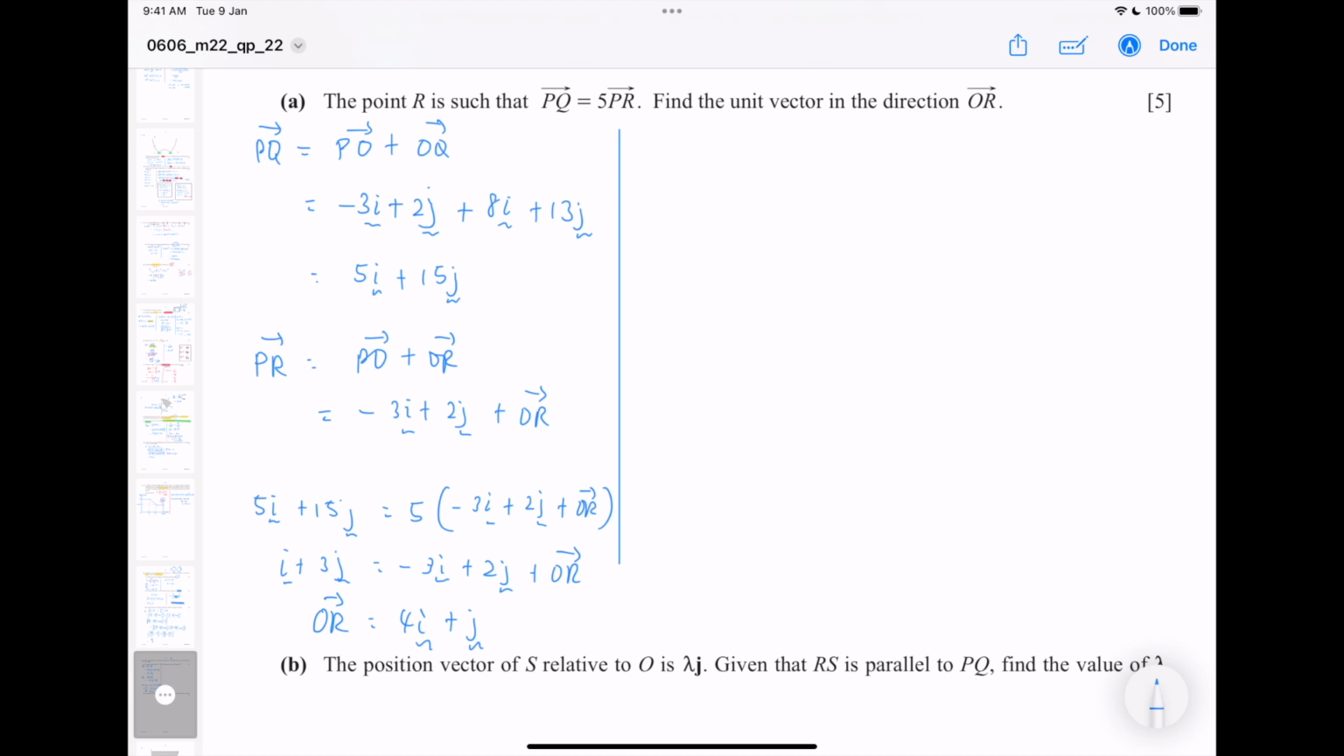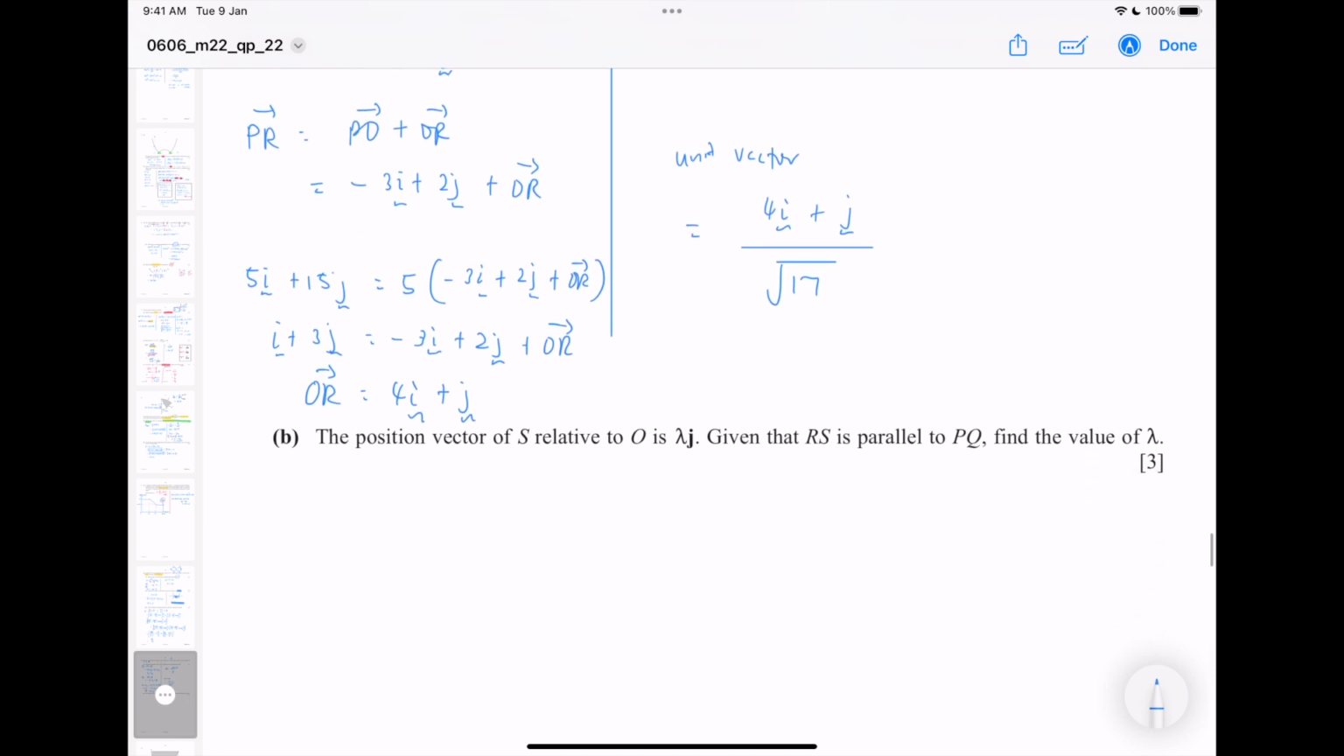I have OR now, but I want the unit vector. So unit vector, just take this and divide by the distance. The modulus of OR is square root of 4 squared plus 1 squared. You will have square root of 5. Oh wait, square root of 17, sorry. So unit vector is going to be 4i plus j over square root of 17. Again, I'm only doing what I see.